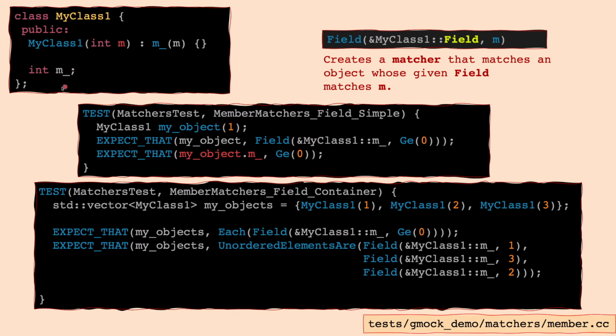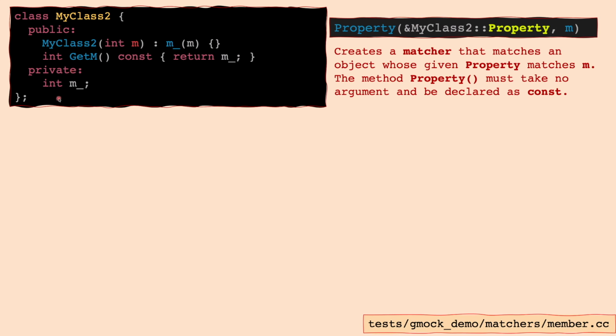Now the next question is, what if m is private? How can I access it? So if you have a class like this and you make m private, and then suppose you define an accessor or a getter for this member variable. If that's the case, then you can use the property matcher, which takes two parameters. The first one is the name of the property, and the second one is a matcher. Let's look at an example.